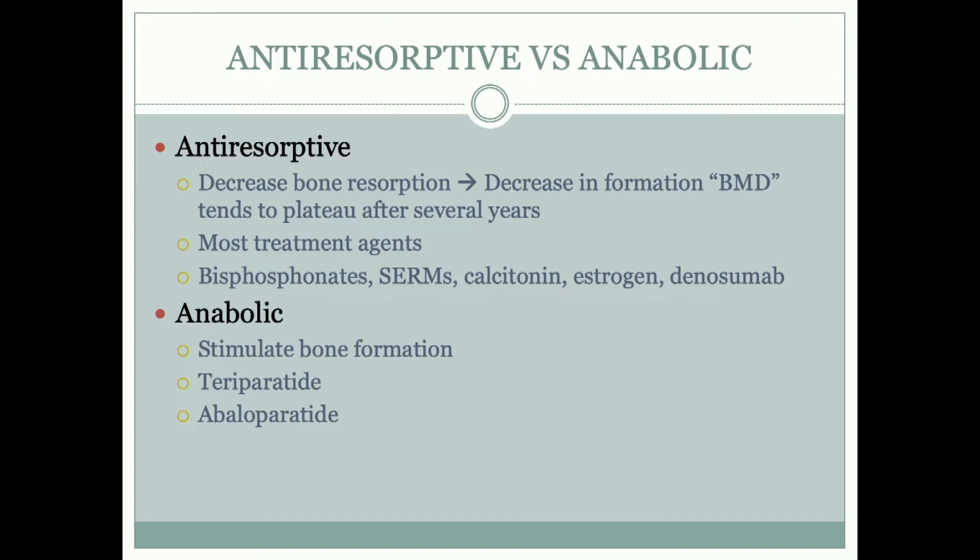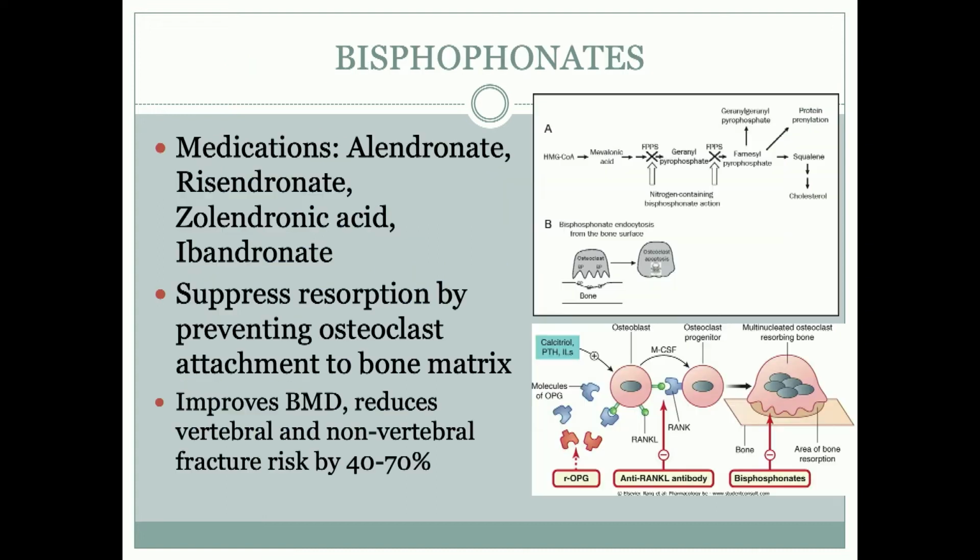So anti-resorptive agents are the most commonly prescribed agents. These reduce bone resorption, which improves your BMD, but we tend to see a plateau after several years. These include the bisphosphonates, which I'll talk about, and denosumab or Prolia. And anabolic therapies upregulate your bone formation, so upregulate the osteoblast pathway.